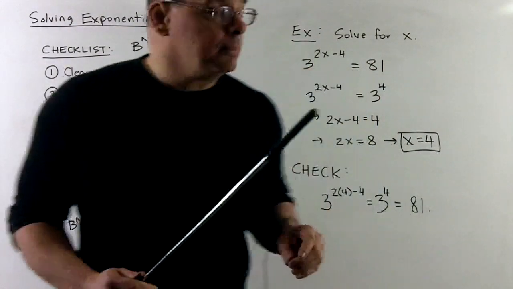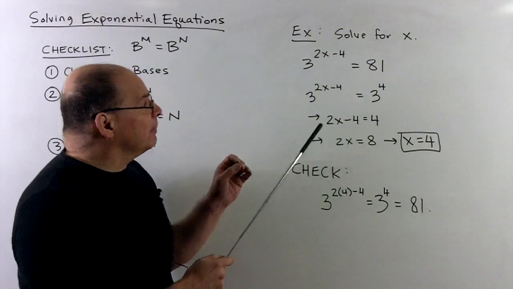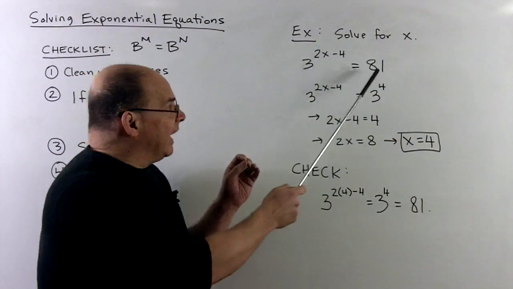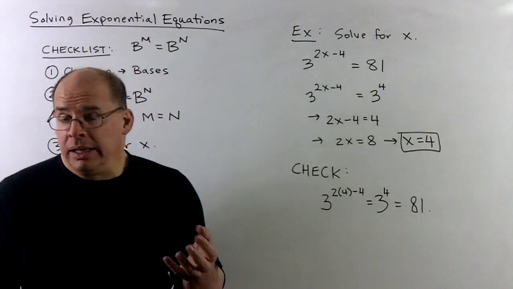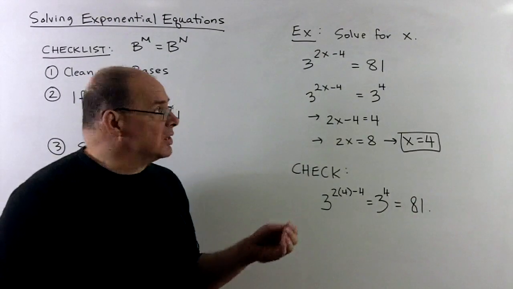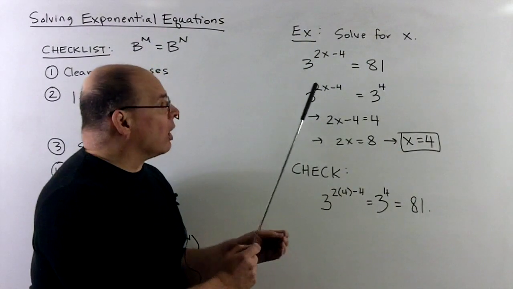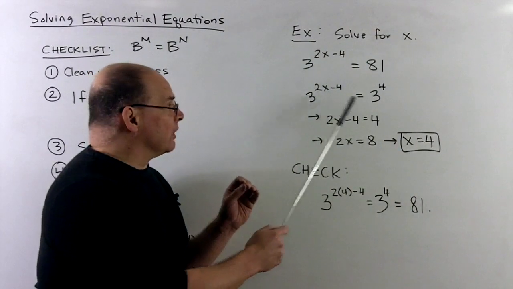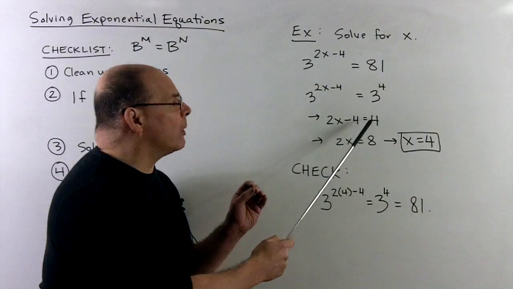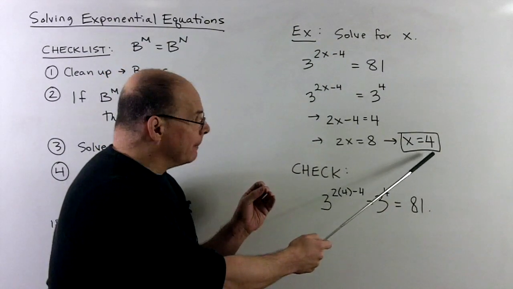Now let's take a look. So I want to solve for x in the equation 3 raised to the 2x minus 4 equal to 81. Here we see we don't have the same base, but I know 81 is a power of 3. That's just 3 to the 4. So our checklist says the 3's match, so I can just drop them and solve 2x minus 4 equal to 4. That'll get me 2x equal to 8 or x equal to 4.